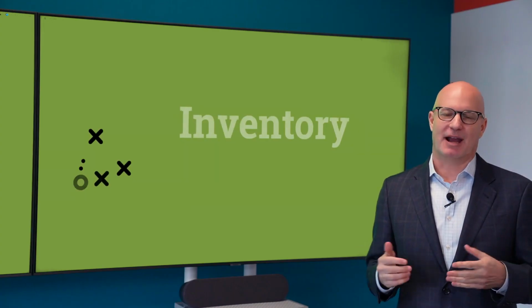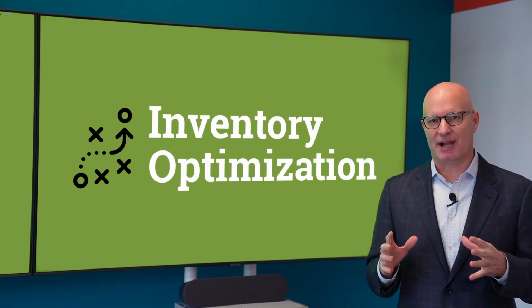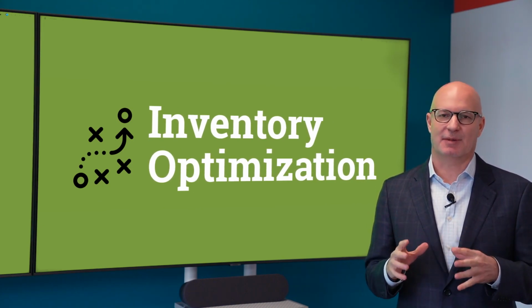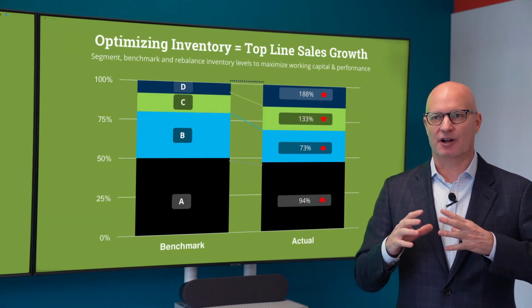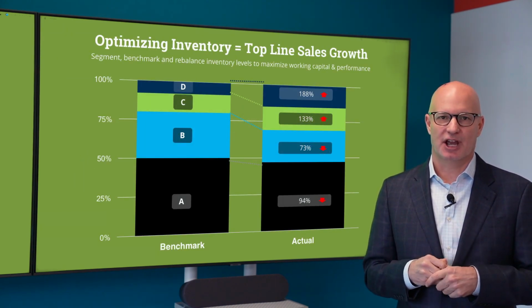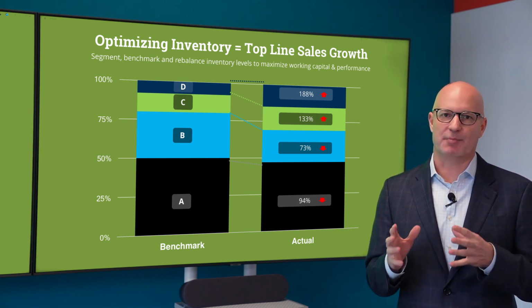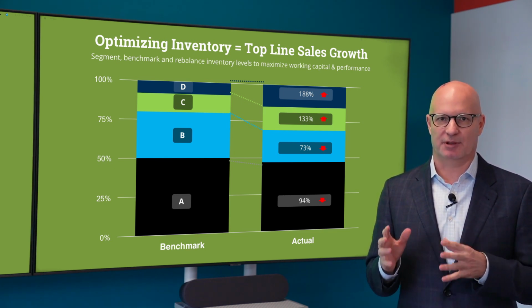Let's talk about optimizing inventory. When we think about optimizing inventory, we think about maximizing growth. Top-line sales growth is really around understanding how you can leverage your inventory position and have the right product at the right time in the right place.